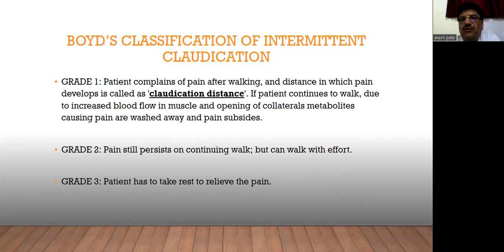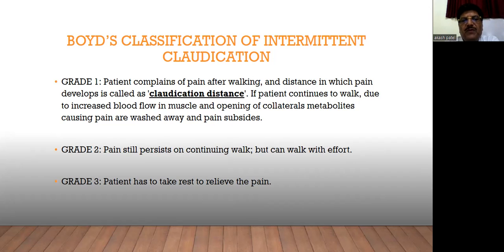If the patient continues to walk even after the pain, there is some increased blood flow in the muscle and opening of the collaterals, and the metabolites causing pain are washed away and the pain subsides. So this is grade 1. After walking some distance, the pain comes, and then on continuing walking, the pain disappears. That is grade 1 intermittent claudication.